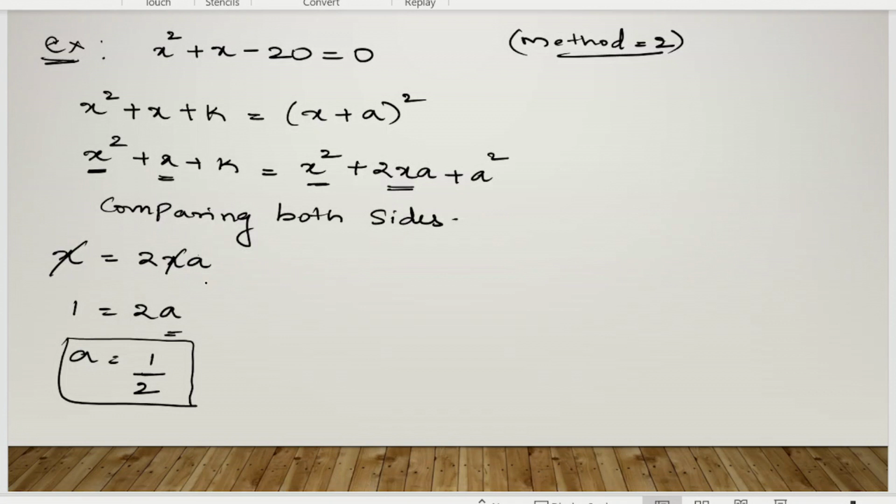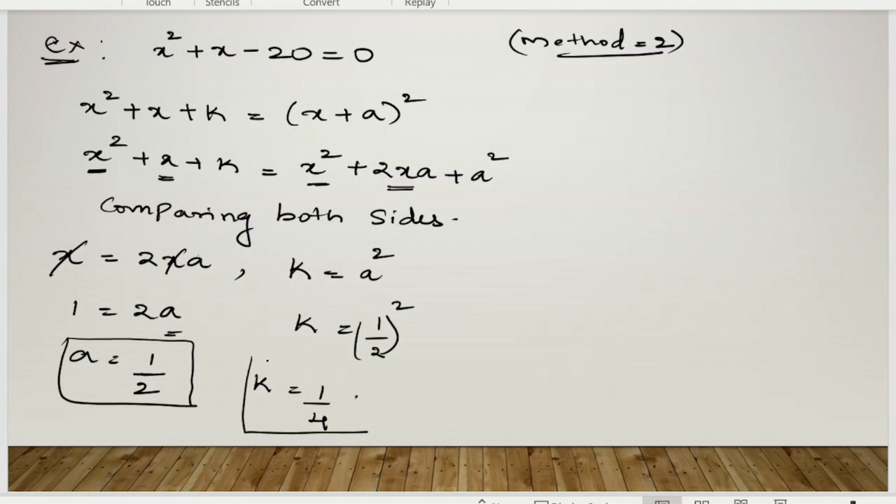Now we will compare the next term, which is k. k is equal to a square. What is the value of a? It is 1 by 2. So 1 by 2 whole square. So you will get k is equal to 1 by 4. Now we have got a is equal to 1 by 2 and k is equal to 1 by 4.